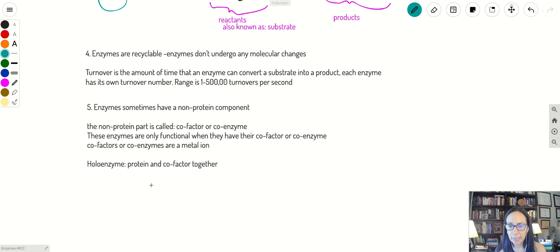So let's say we have an enzyme. It looks like this. But it needs the cofactor. So let's say this is the cofactor here, and it's this little metal ion. So the holoenzyme would be the protein part and the little metal ion that's attached to it. And in this way, the enzyme can control turning itself on and off. If it wanted to turn itself off, it would take away the cofactor. And if it wanted to turn on, it would add the cofactor. So it's just a way of regulating itself.